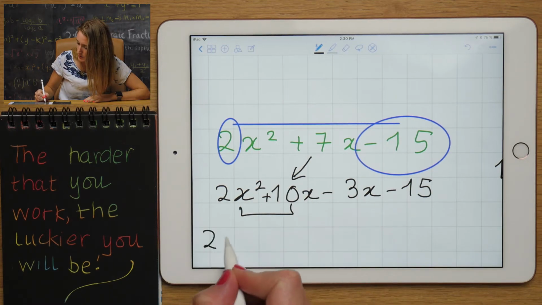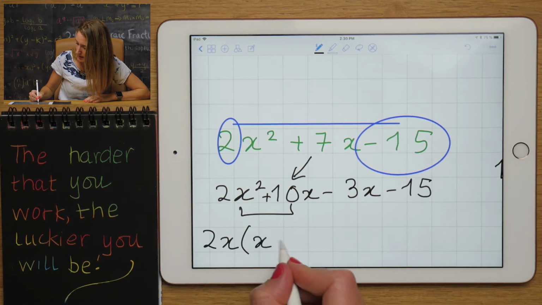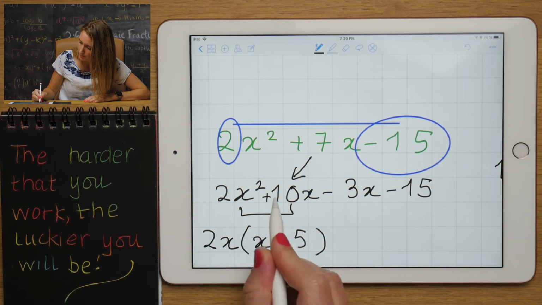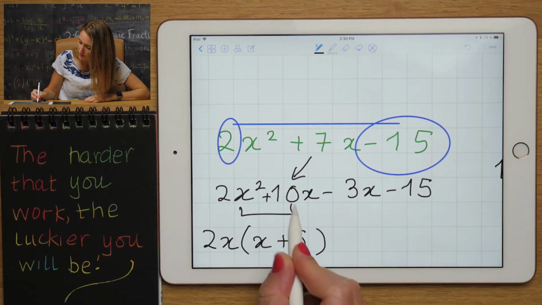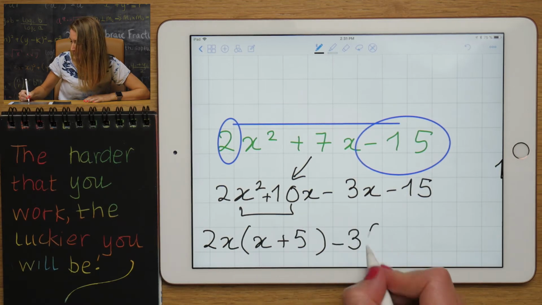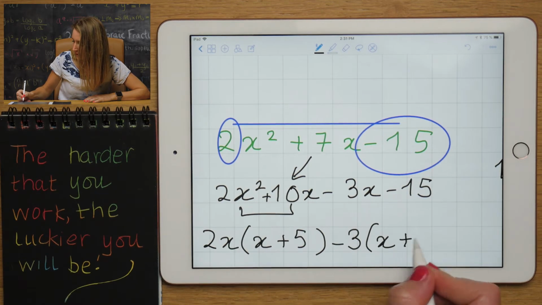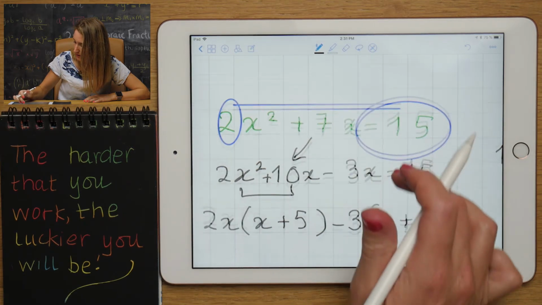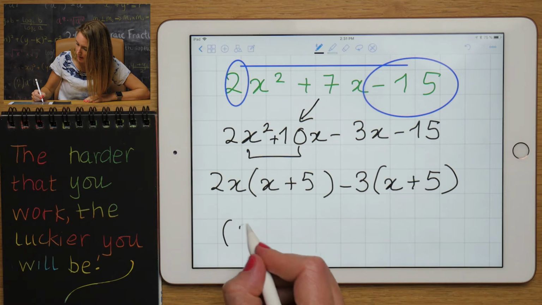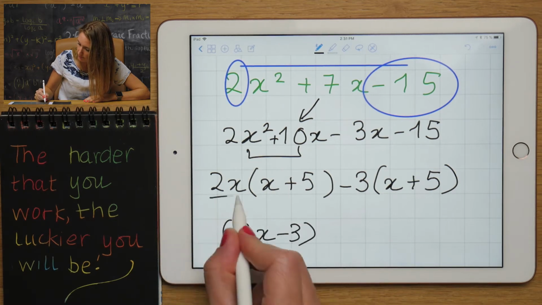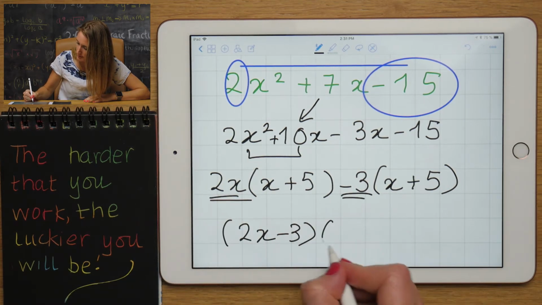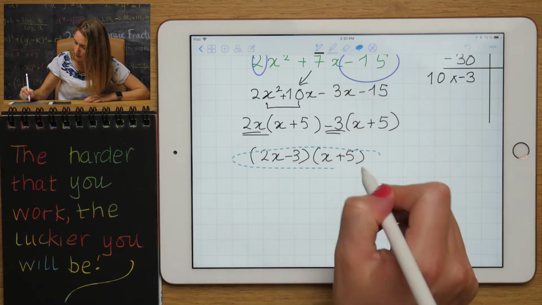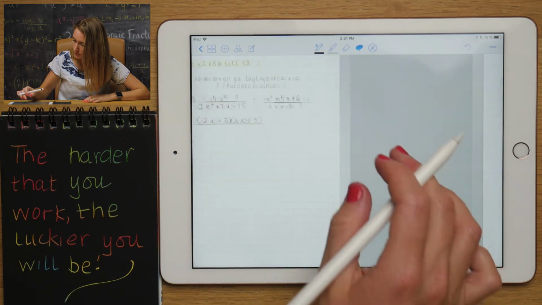Factorize these two. 2x, x plus 5. So 2x times x, 2x squared, plus 2x times 5 will be 10x. This one I'm going to take out minus 3. And minus 3 times x, minus 3x, minus 3 times plus 5, minus 15. My two brackets are going to be 2x minus 3 from here. And the one that's repeated is x plus 5. So let's put these back.